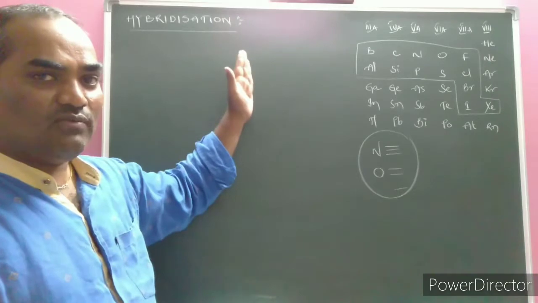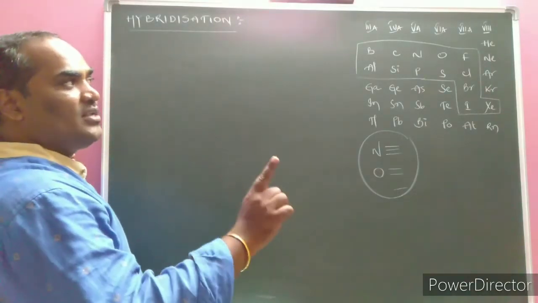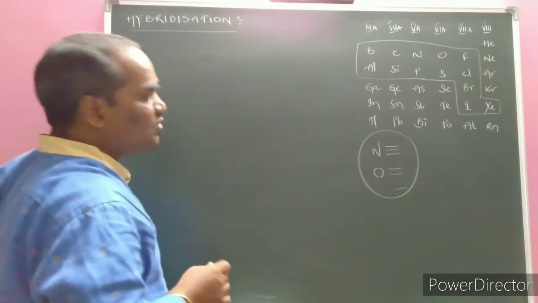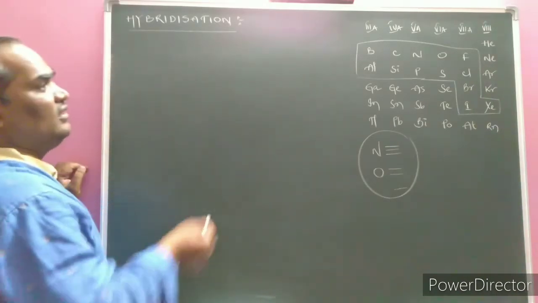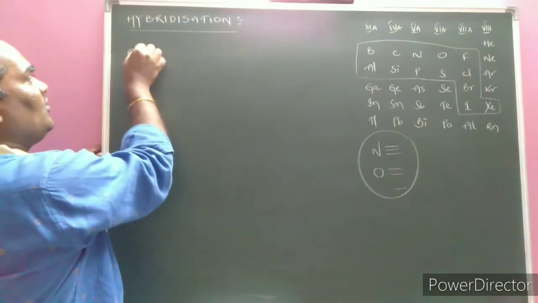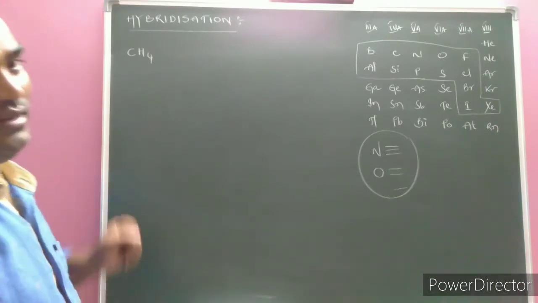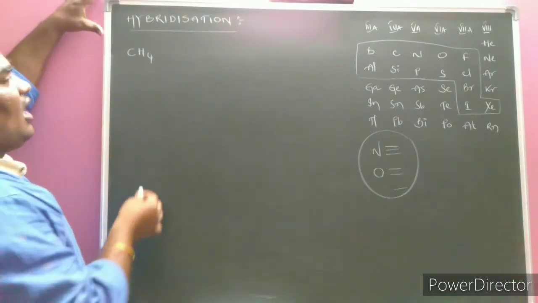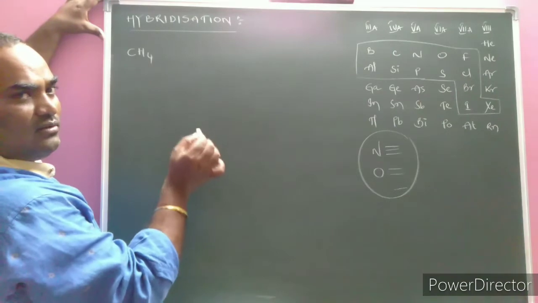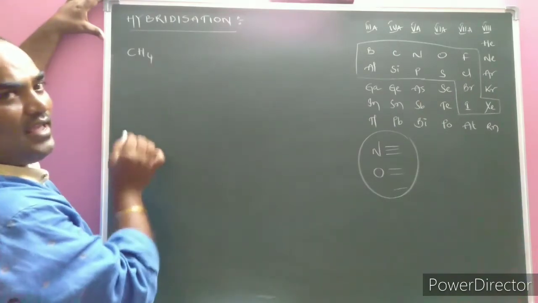In the calculation of hybridization, what do we require? Number of sigma bonds plus number of lone pairs of electrons only. Now let us see a very familiar example. CH4 is given. What is the name of CH4? Methane. In methane, I need to know the hybridization, geometry, bond pairs and bond angle, etc.